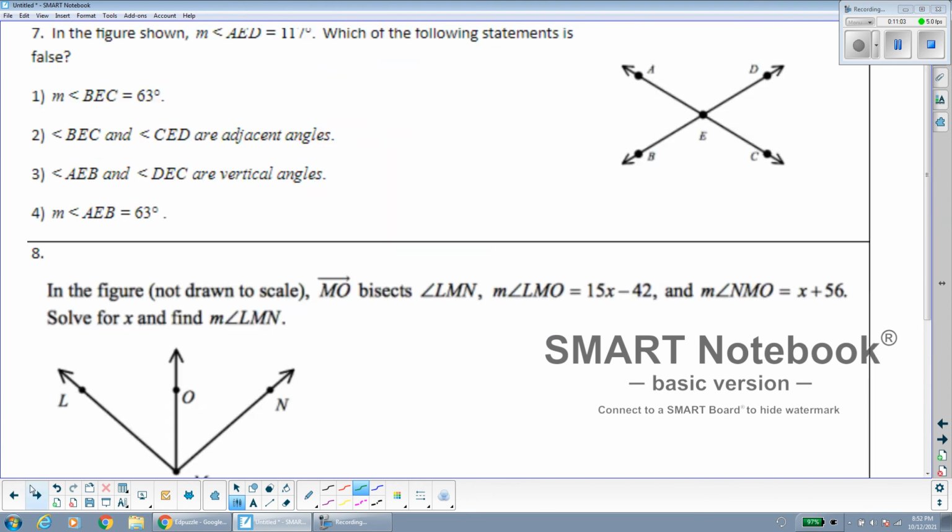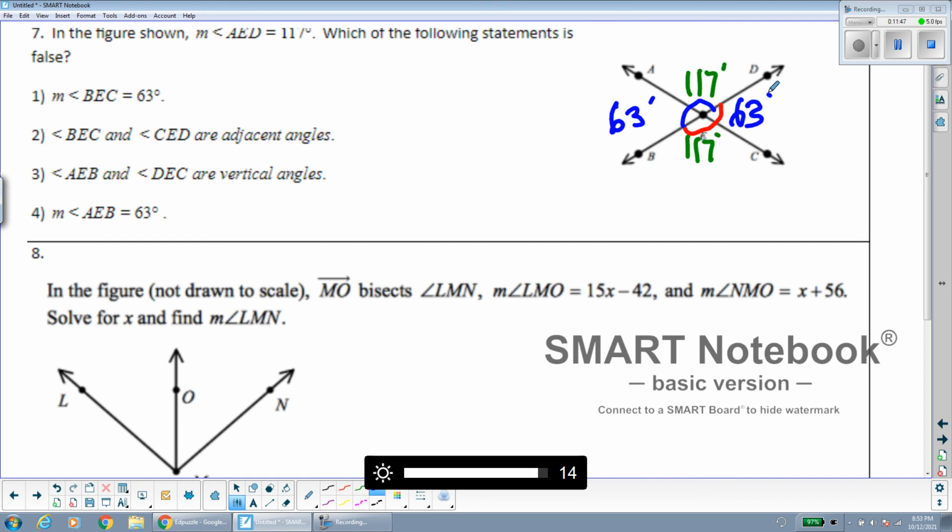Next page. In the figure shown, the measure of angle AED is 117 degrees. Which of the following statements is false? Well, before I get to that, let me fill out what I know. So BEC is vertical to AED, so that's 117 degrees as well. And I know that AEB and DEC are vertical angles, and this angle plus this angle is 180, and this angle plus this angle is 180. So that makes this angle here have to be 63 degrees, and this one as well.